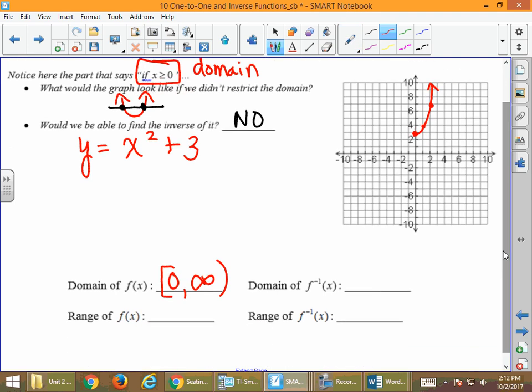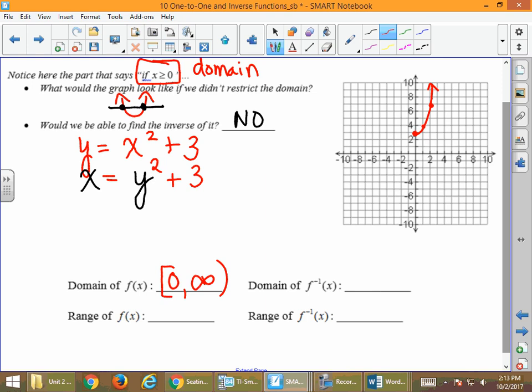Switch the x and the y. Switch the domain and the range. So x is going to go where y went. Y goes where x went. Notice the squared didn't move. The plus 3 didn't move. That's our second step.